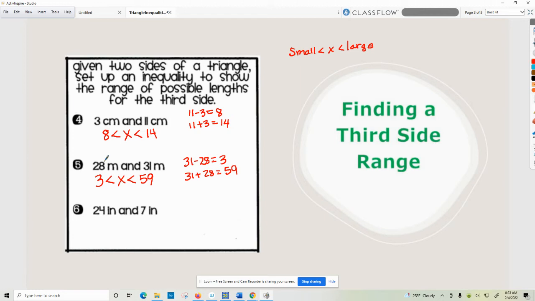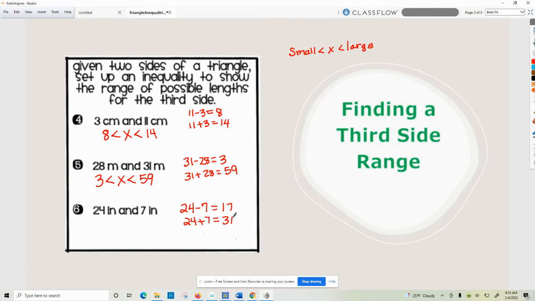Okay. And on the third one, we will do the same thing. Now the thing is, when you subtract, you always want to start with your biggest side first because we do not want negative lengths in sides. So you've got your 24. I'm going to take away my 7. Okay, so that's going to give me 17. And then I'm going to add 24 plus my 7, and that's going to give me 31.